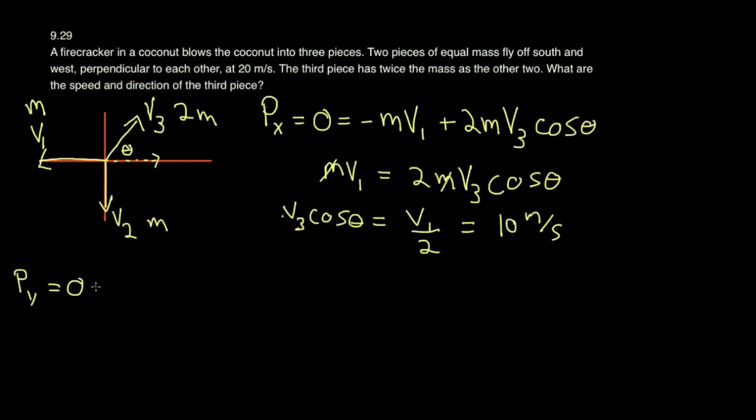so that means the final momentum has to be 0 as well. And so this is going to be equal to, there's not going to be any contribution to the y direction from v1. And this one's going to be all in the y direction, but it's pointing downward, so we'll call it negative. So negative v2 times m. And then plus there's going to be some contribution from v3 over here to the momentum. So plus 2m times v3, and then we want just the y component, so this is going to be v3 sine theta.